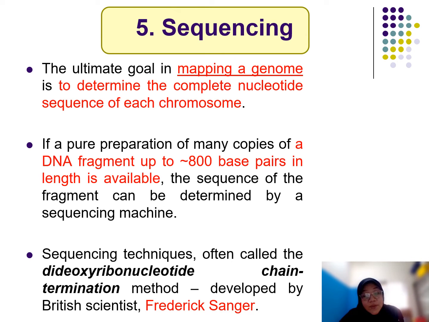In this sequencing step, we must have DNA fragments up to approximately 800 base pairs. It cannot be too long, approximately about 800 base pairs in length. So the DNA will be cut into fragments, and then sequencing will be implemented. The sequencing technique applied here is often called the dideoxyribonucleotide chain termination method, developed by a British scientist called Frederick Sanger.